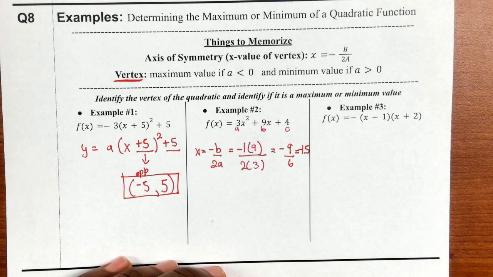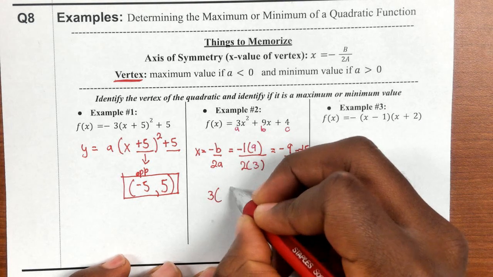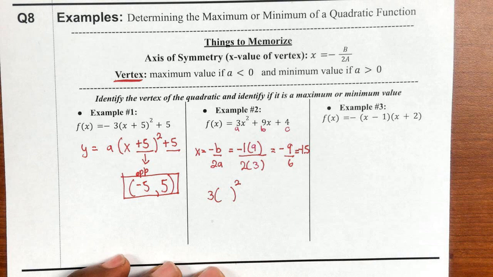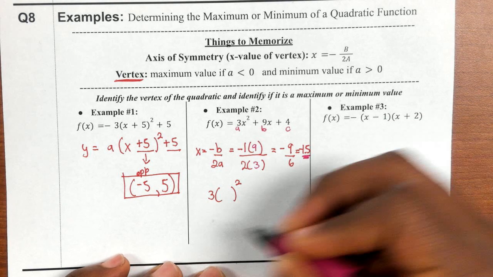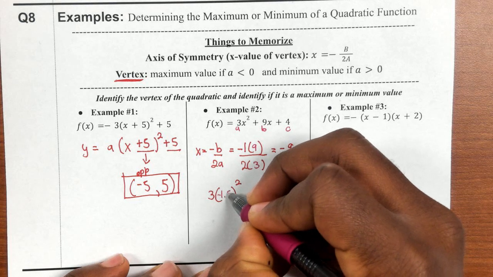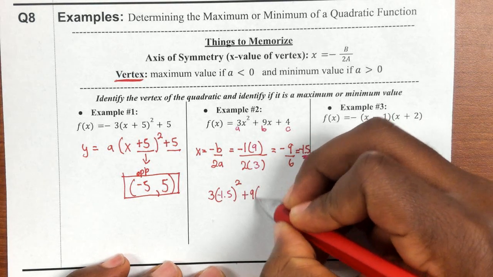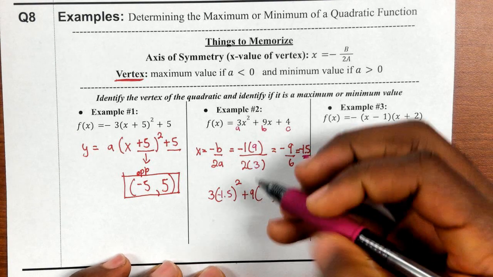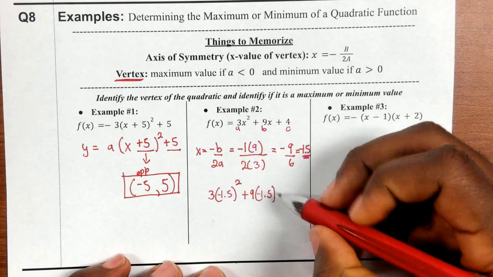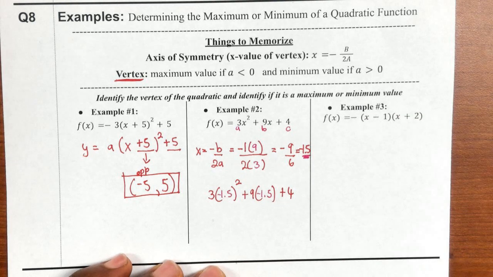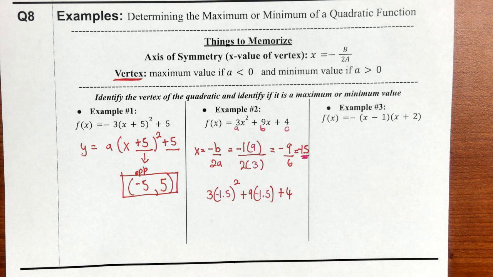Then I'm going to rewrite my equation, 3 parentheses squared, and what do you think is going to go inside the parentheses? The negative 1.5. So inside that parentheses I put negative 1.5, plus 9 parentheses, and inside you put a negative 1.5, then plus 4. And all you're going to do is plug this back into your calculator.